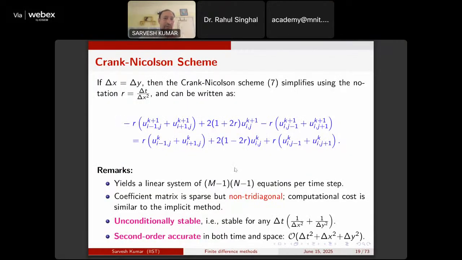If you use the same notation, that means if you take delta x equal to delta y, which is not necessary, just for simplicity, I can have r as delta t by delta x square. With this notation, again I can rewrite in a simpler form and then solve this system. This will give you m-1 times n-1 equations per time step. So each time step you have m-1 n-1 equations, right? It would be m by n if you do not have a discrete data. That you will see a little later.